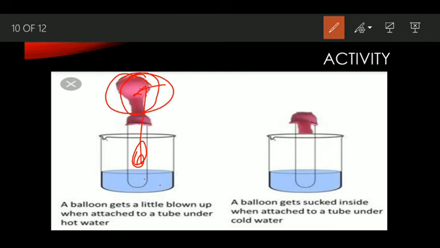But in the next activity, take out this balloon, meaning the whole system along with the tube, and keep it in cold water. Now the water is cold. You will be able to see that the inflated balloon has become sucked in. There will be no inflated structure. It will be a sucked structure, which means that air contracts on cooling.